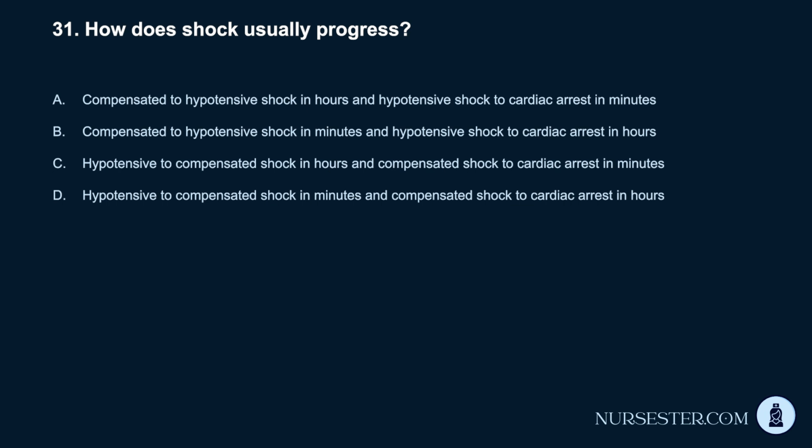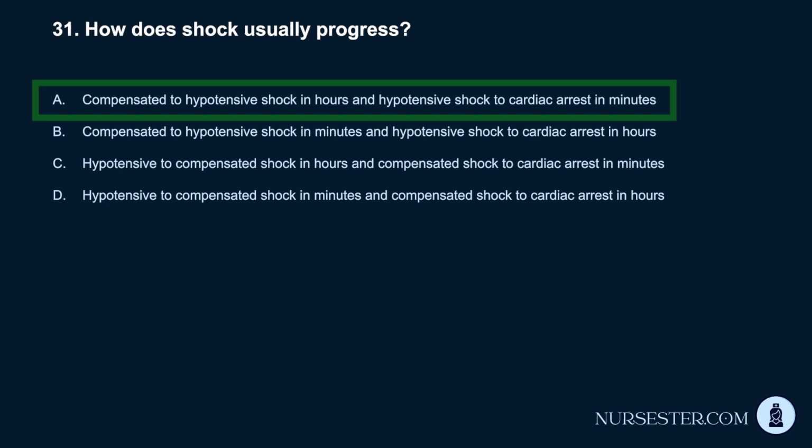31. How does shock usually progress? A. Compensated to hypotensive shock in hours and hypotensive shock to cardiac arrest in minutes. B. Compensated to hypotensive shock in minutes and hypotensive shock to cardiac arrest in hours. C. Hypotensive to compensated shock in hours and compensated shock to cardiac arrest in minutes. D. Hypotensive to compensated shock in minutes and compensated shock to cardiac arrest in hours. Correct answer, A. Compensated to hypotensive shock in hours and hypotensive shock to cardiac arrest in minutes.